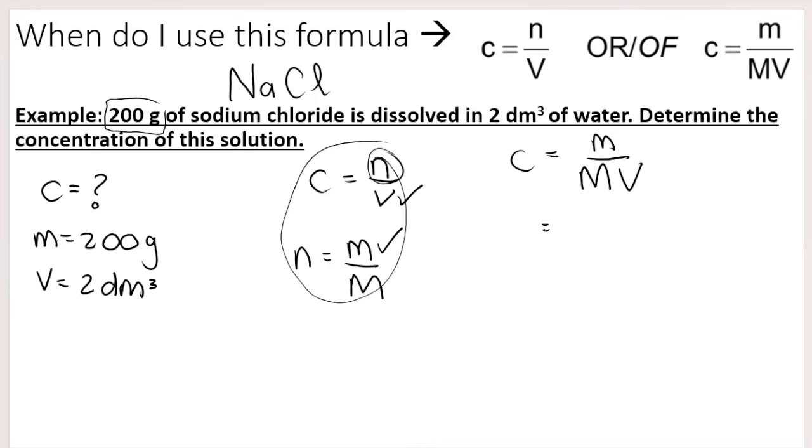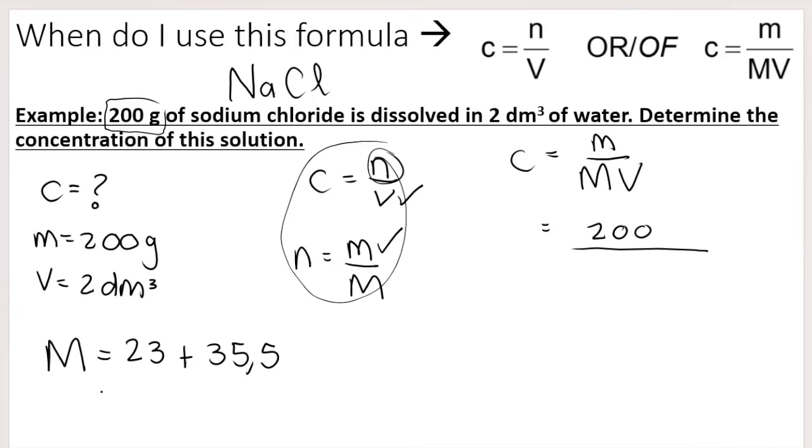So I'm going to sub in my mass, which is 200. Divide that by my molar mass. Now we have to first work out molar mass. The molar mass is the atomic mass of sodium, which is 23, you can look on your periodic table, plus the atomic mass of chlorine, which is 35,5. Again, look at your periodic table. That is 58,5 grams per mole. So that's what I'm going to substitute in there for molar mass, 58,5, and my volume is 2.